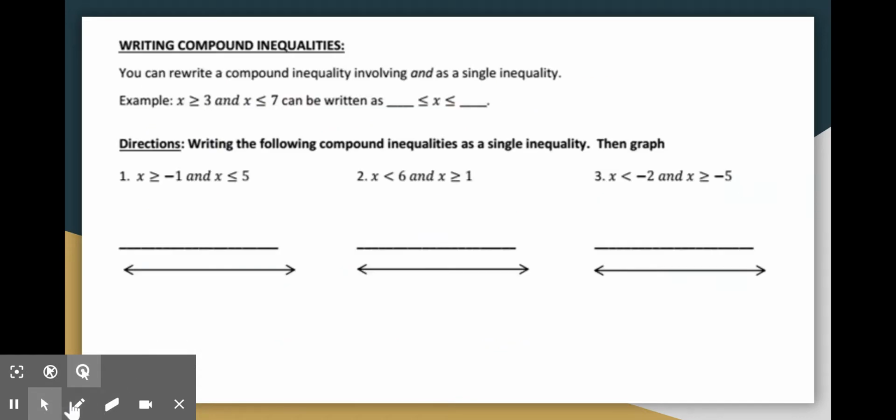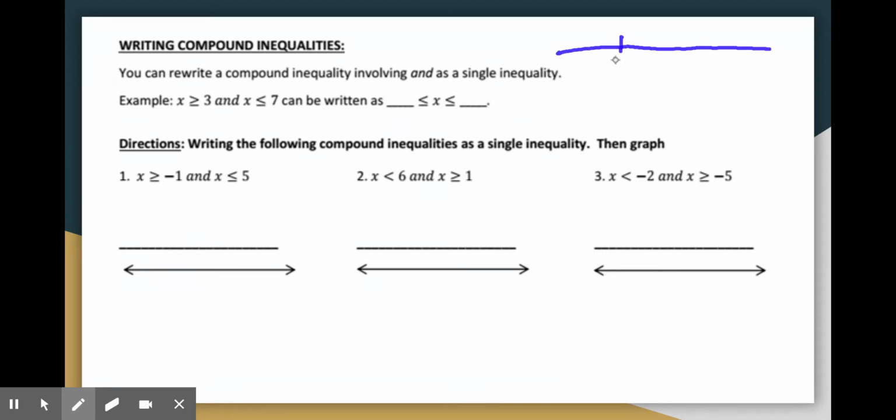Let's talk about writing compound inequalities, because one of the weird things about writing compound inequalities is that the and inequalities can actually be written together in a single inequality. I'm going to show you why momentarily. So let's look over here at this graph. It says x is greater than or equal to 3 and x is less than or equal to 7. Now, we graphed this before, so let's go ahead and graph it, and I'll show you how we can write it with just one inequality.